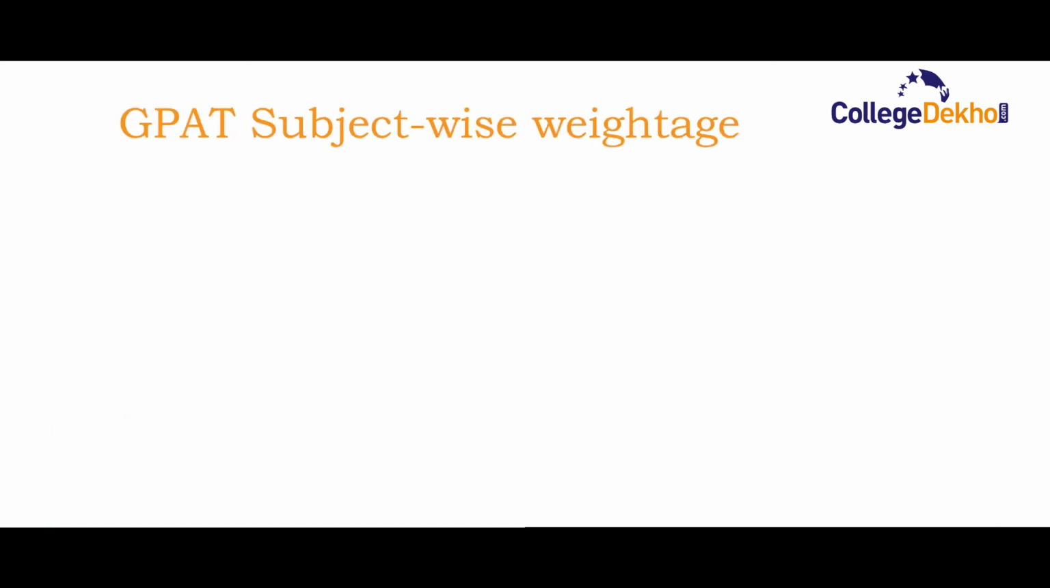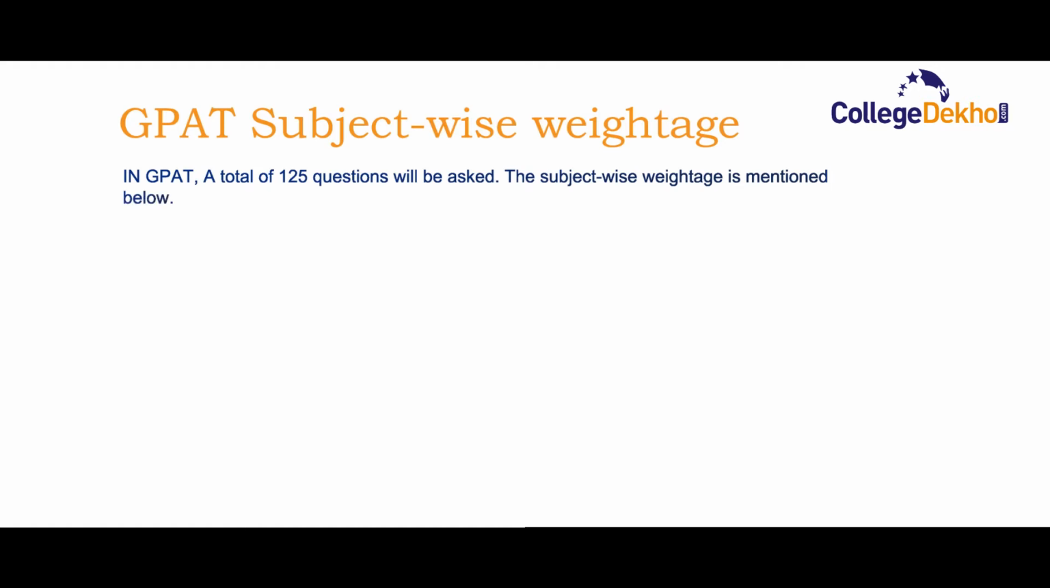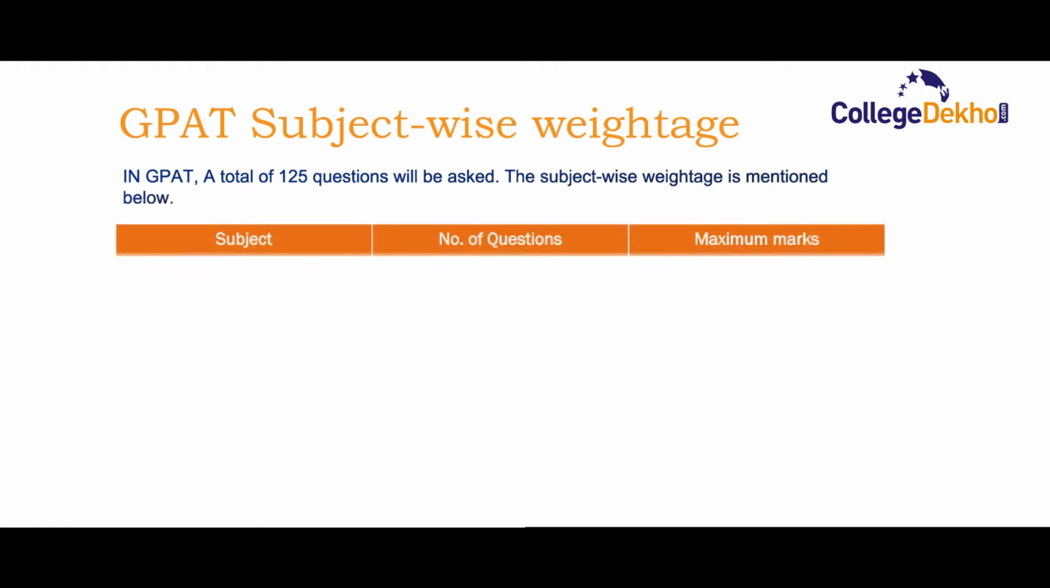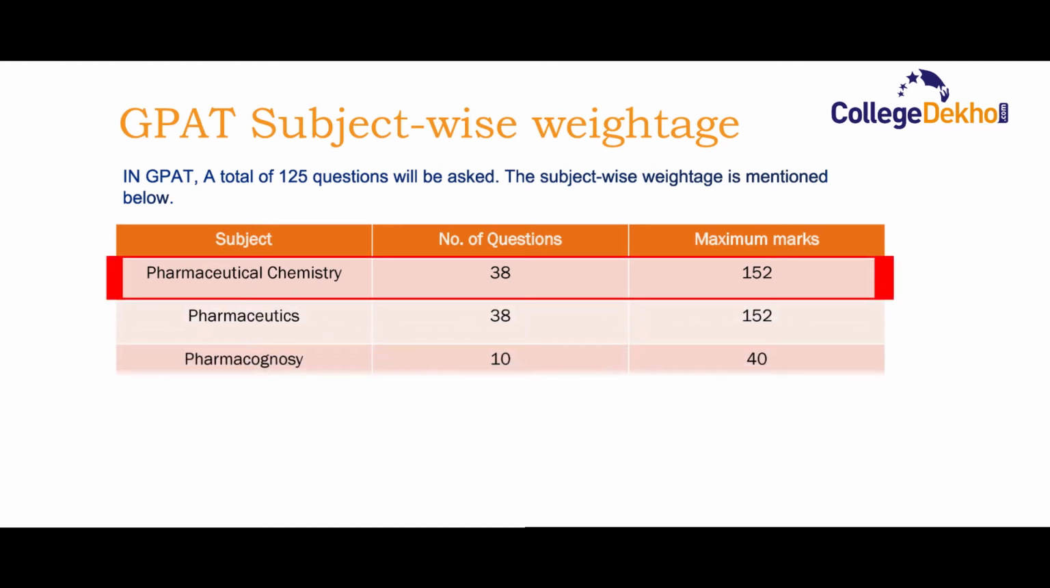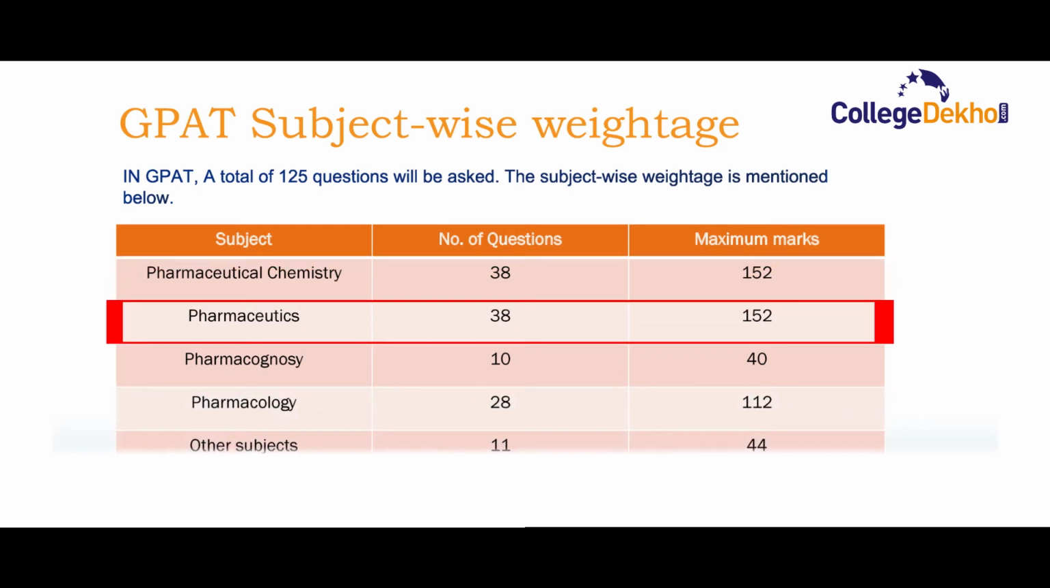GPAT subject-wise weightage. A total of 125 questions will be asked in GPAT. The weightage of each subject as well as the number of questions and the maximum marks are mentioned in the table below. For pharmaceutical chemistry, 38 questions will be asked weighing 152 marks. For pharmaceutics, 10 questions will be asked weighing 152 marks.